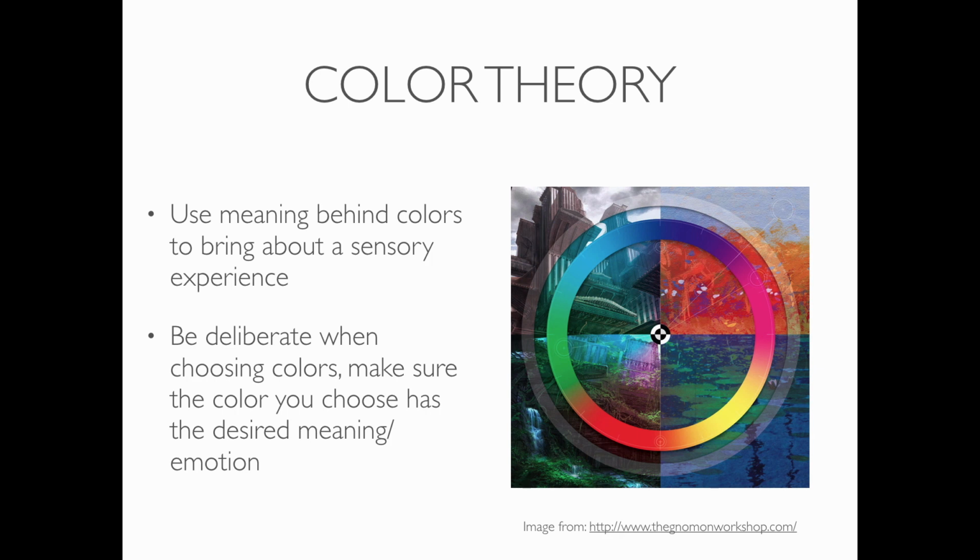So color theory. We've talked about color, color space. Color theory is that, generally speaking, there is meaning behind colors. There's a reason that you might choose one color over another color.